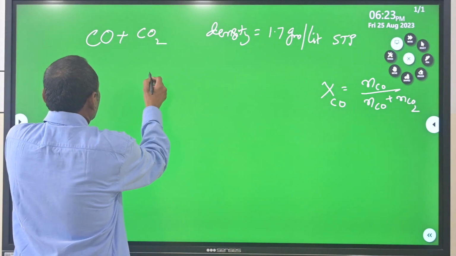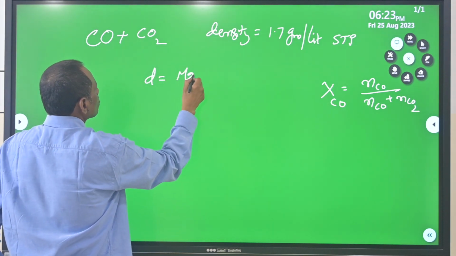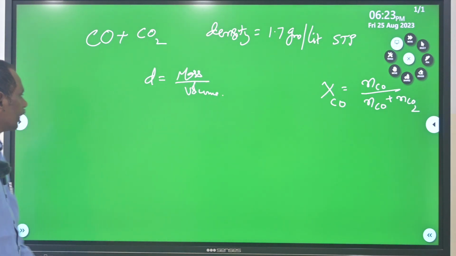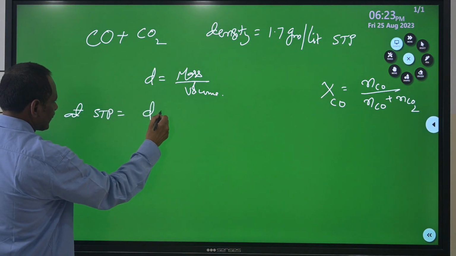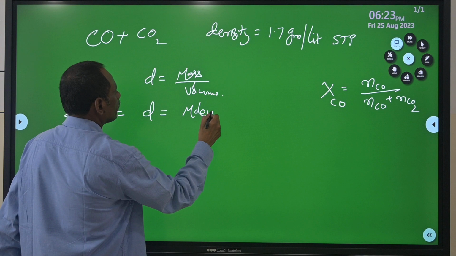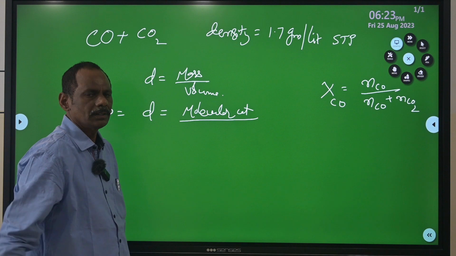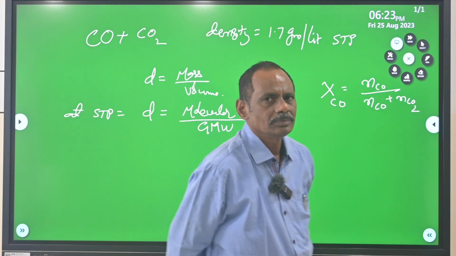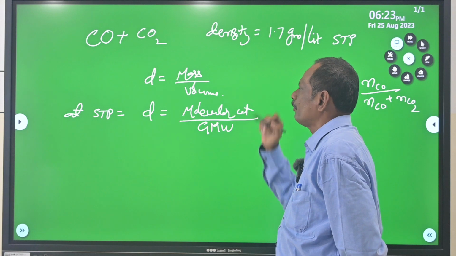Here, the density is given. The density is equal to mass by volume. At STP, the density of a gas is equal to its gram molecular weight by gram molar volume. Friends, you know what is density? Density is the ratio of mass and volume.